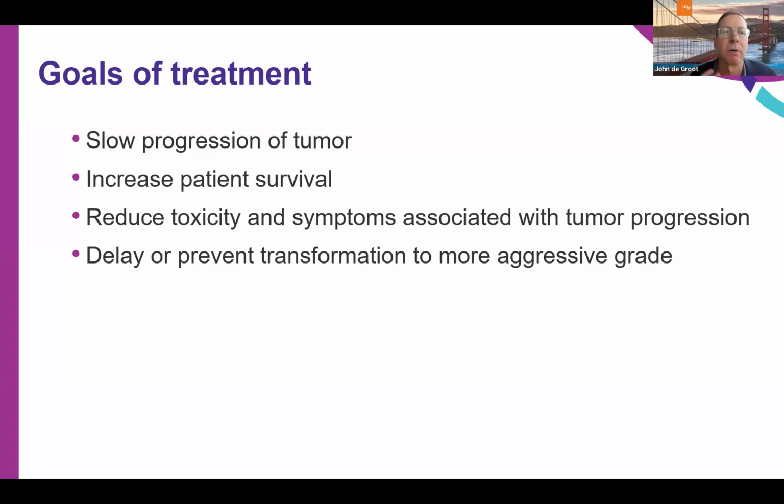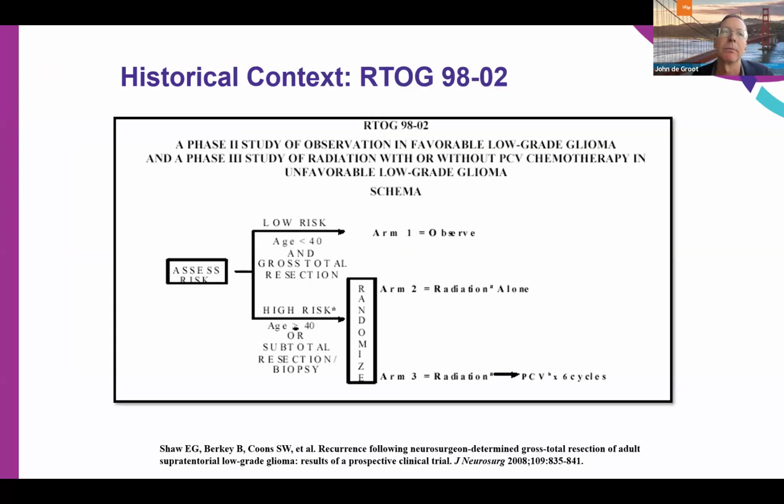So our goals of treatment, once we know our diagnosis, are obviously to slow the progression of the tumor and increase patient survival. And I think it's important to think about also the fact that we're trying to reduce the symptoms related to tumor progression. We frequently think about symptoms related to our treatments, which is another thing that we're going to talk about today. But stopping the tumor from growing also prevents a decline in neurologic function, a decline in cognitive function, and all of those things as well. And then hopefully to delay or prevent the transformation to a higher grade tumor.